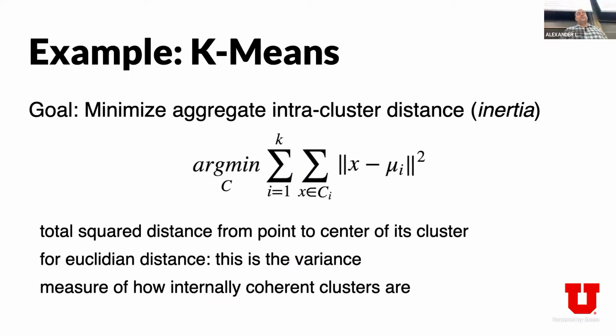And so a traditional clustering algorithm that we frequently use, and it's still super useful, is Kmeans. The goal of Kmeans is to minimize the aggregate intercluster distance, also called the inertia. And so you basically try to minimize the sum of the elements in the cluster and overall the distances within the cluster.